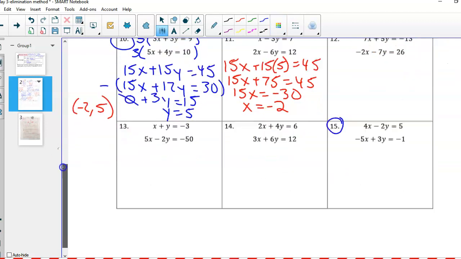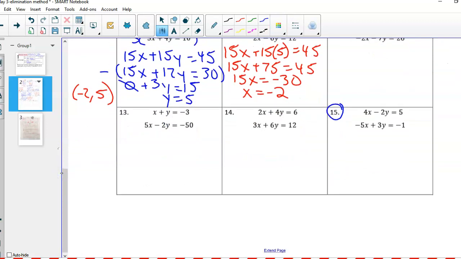Alright, for 15. What is our first step? To find the variable with the same coefficient. Do we have that? No. We don't have a variable with the same coefficient. What would be the next step? To multiply.